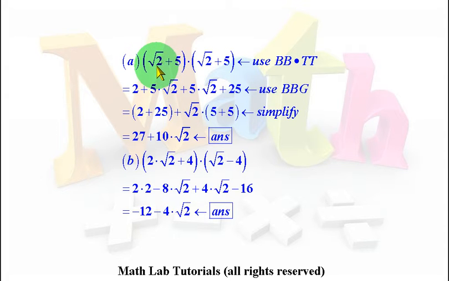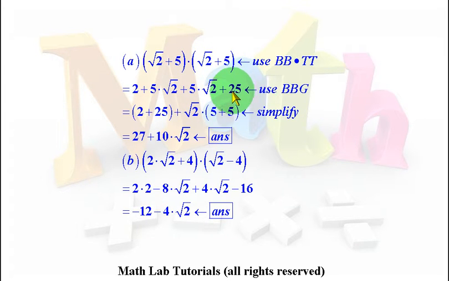If we launch the first bullet, root 2 dot root 2 is just 2. Root 2 dot 5 is just 5 root 2. Notice we put the good guy out front. We leave the bad guy to the right and the good guy comes on the left. That's just convention. And then we launch the second bullet. 5 dot root 2 is just 5 root 2. And then finally 5 dot 5 is just 25.